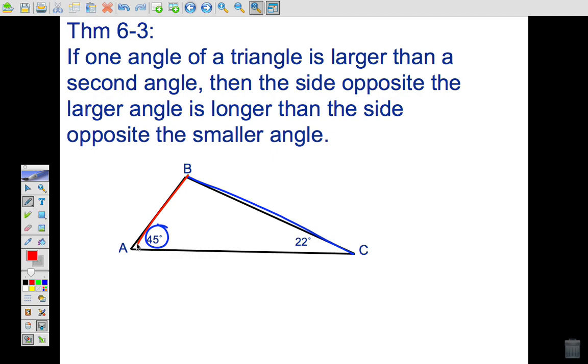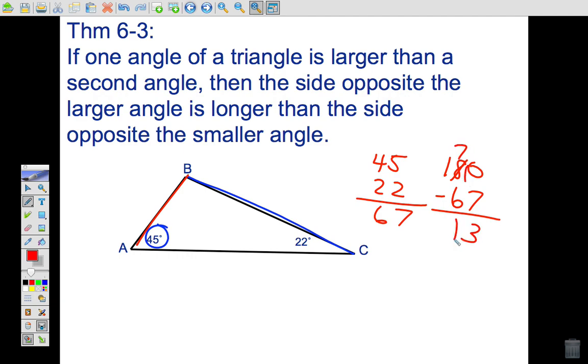Now something that we need to consider here is what's that other angle? So in other words, if I add 45 and 22, that's 67, and take that away from 180, which is the total degrees of a triangle, we get 113. So this angle up here is 113 degrees. So technically, if they were asking with this diagram what's the longer side, it'd actually be side AC, because it's opposite the bigger angle. Now, that's not what they were asking, and this is just kind of a follow-up for theorem 6.3.